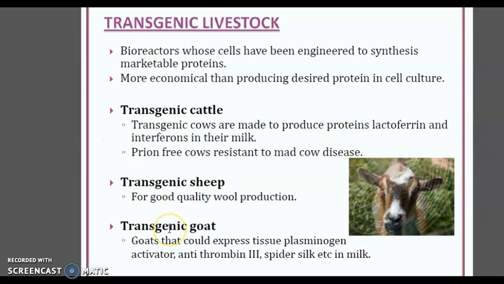Then there is transgenic sheep that is for good quality wool production, and there is transgenic goat that could express tissue plasminogen activator, antithrombin 3 and spider silk etc. in milk.